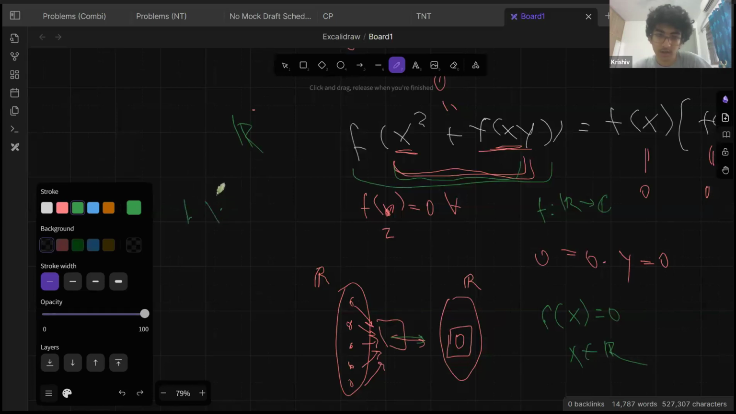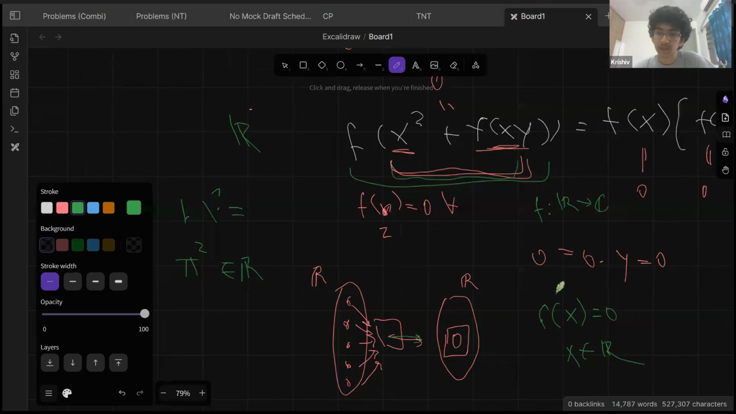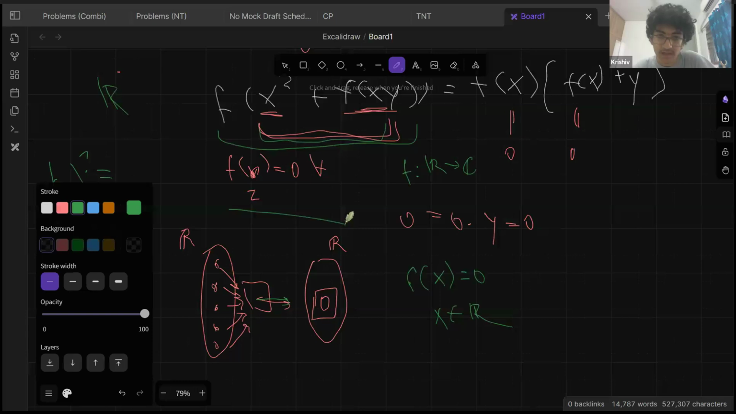I mean, 1.1 squared is also in R. Pi squared is also in R, right? We can't square a real number and end up with a complex number, right? Oh, okay. So what the function is doing is, f of z is equal to 0 for all z in R. So the function is always sending any value, no matter what value it takes, to 0. Regardless of whether it's 1 or 2 or whatever.